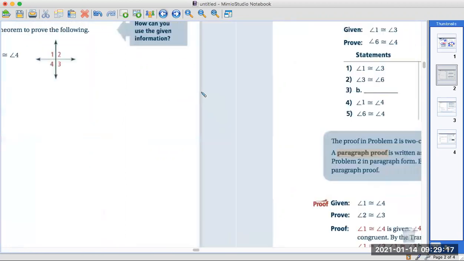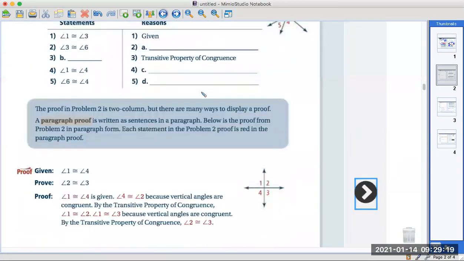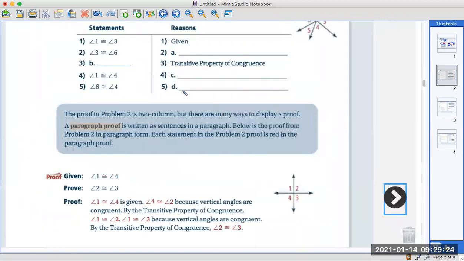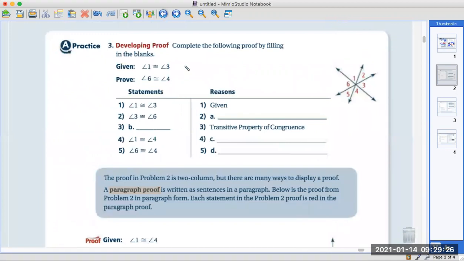We're skipping this one. We're going straight to page 51. At the top, we're doing this proof, which is easier because they're just giving you the outline. This is called a 2-column proof. The 2-column proof has on one side the statements that you make and then the reasons. Okay, and let's look at the question. Complete the following proof by filling in the blanks. The given information is what you have to work with. And this little diagram here, you look at that.